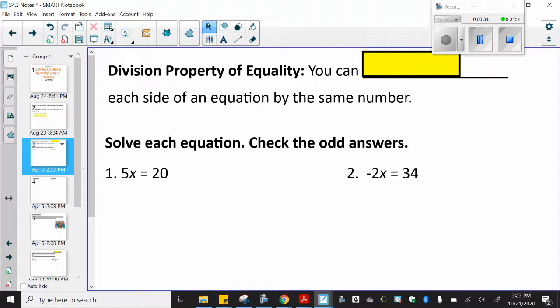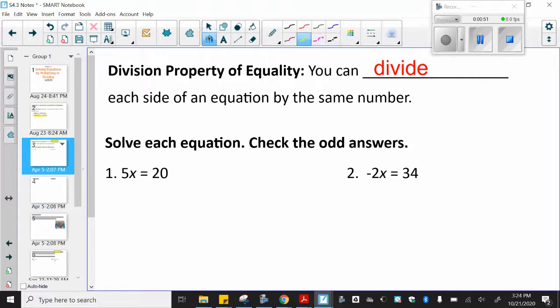Division property of equality says that you can divide each side of an equation by the same number. Solve each equation. Check the odd answers. So, first off, we need to read this problem. Question 1 is 5 times x equals 20. We want to know what x is. So to do that, we want to undo what's happening to the x. So we're going to do the opposite operation. The opposite of 5 times something is to divide by 5.